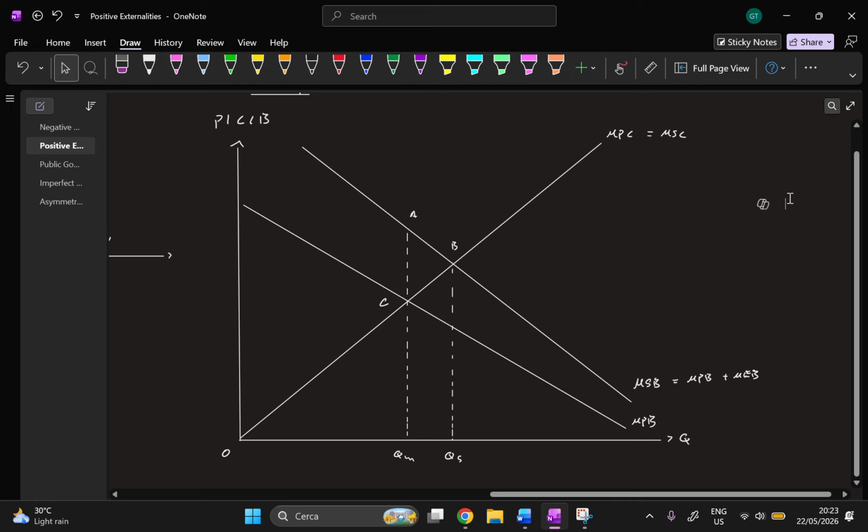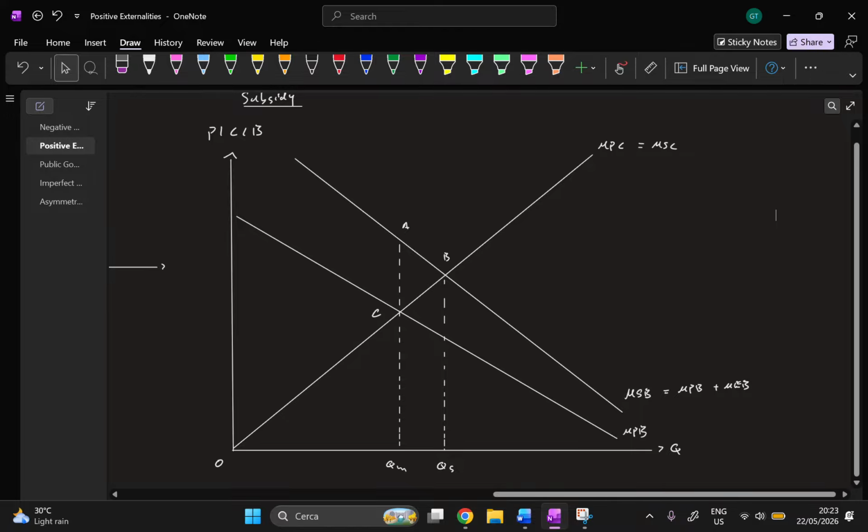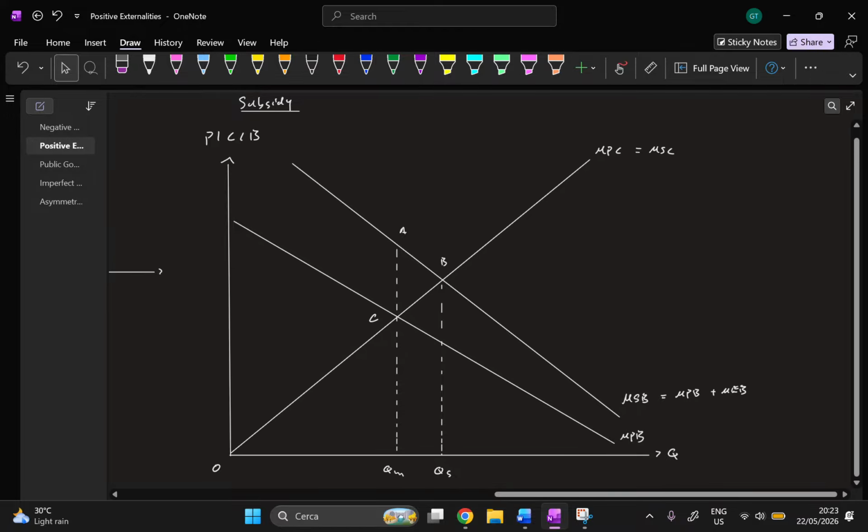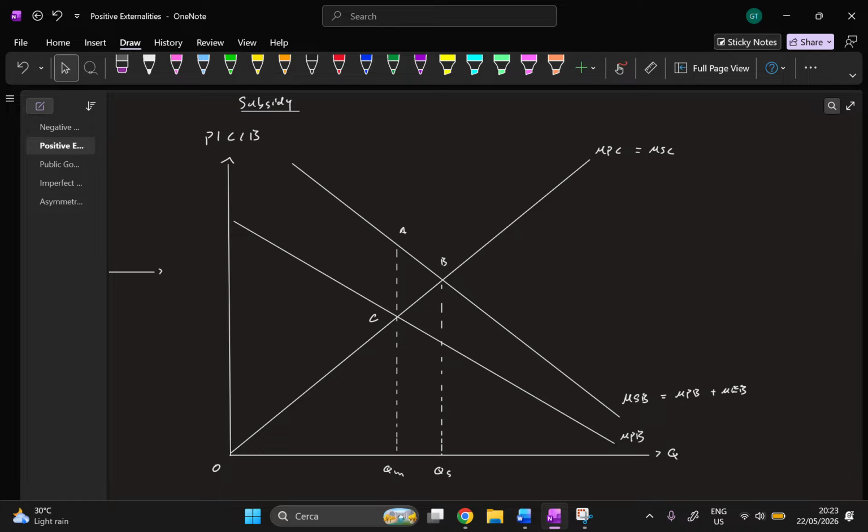So we have already examined how a positive externality comes about. So in this video, we are going to take a look at a subsidy. Now, as I am going to put in the description, and also as I put in the description of the other subsidy video, please do not confuse these two types of subsidies.